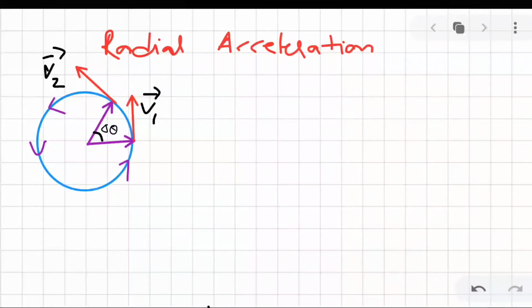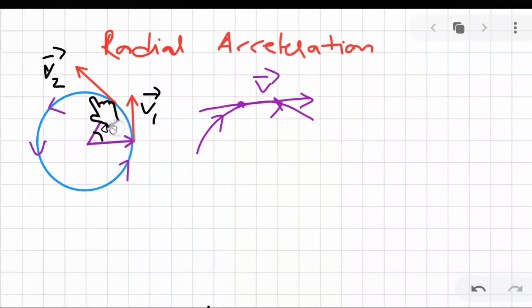Now see, we know that if a particle is moving in a path and moves like this, at any point on this path, suppose at this point you want to find the direction of velocity, then you draw a tangent at this point. The direction of the tangent will give you the direction of the instantaneous velocity.